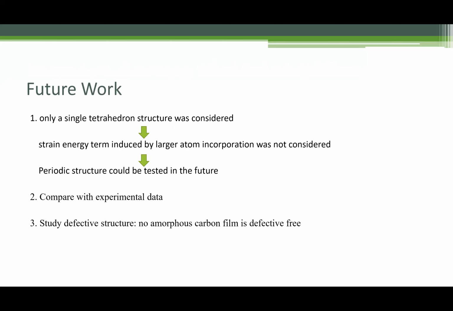First, in this project, only a single tetrahedral structure was considered. So the strain energy term induced by larger atom incorporation was not considered. In the future, a periodic structure could be tested. Another future work is comparing the simulation result with experimental data. Also, in the future, a study of defective structures could be conducted since no amorphous carbon film is defect-free.